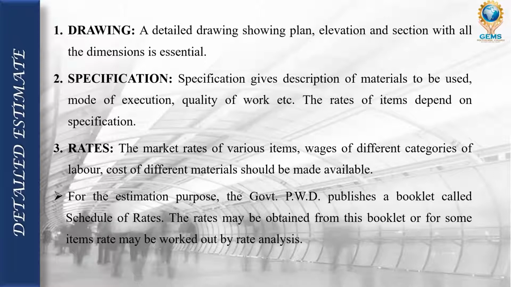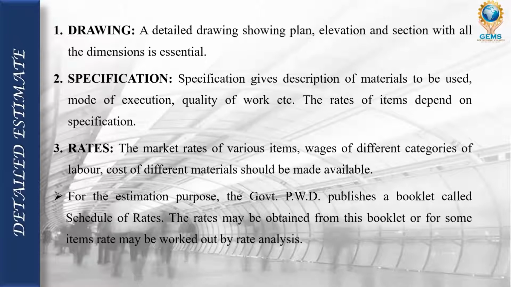For estimation purposes, the government PWD publishes a booklet called Schedule of Rates. Through this only you have to get the rates. Through this we can get the wages of different categories of labor and the cost of different materials. The rates may be obtained from this booklet, or some items' rates may be worked out by rate analysis. Using the current rates, we have to find the rate of labor and cost of different materials. That should be available for doing a detailed estimate.